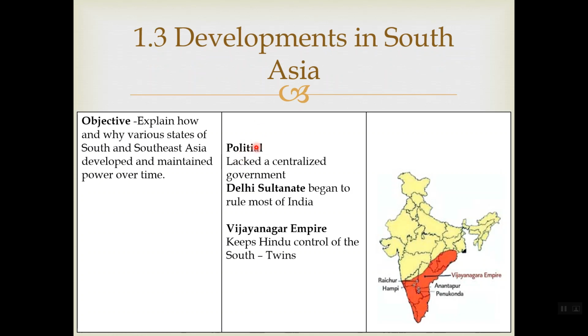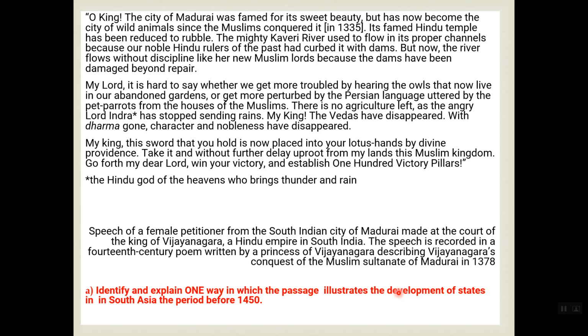We can talk about the Delhi Sultanate taking over. That's one. We can talk about the Vijayanagara taking over in the south. That's another. So let's do this. Let's identify one. Let's say we're going to identify the Vijayanagara. We say a new Hindu state of Vijayanagara had developed and conquered the southern part of India. Period. I've identified it. So now I need to explain, right?